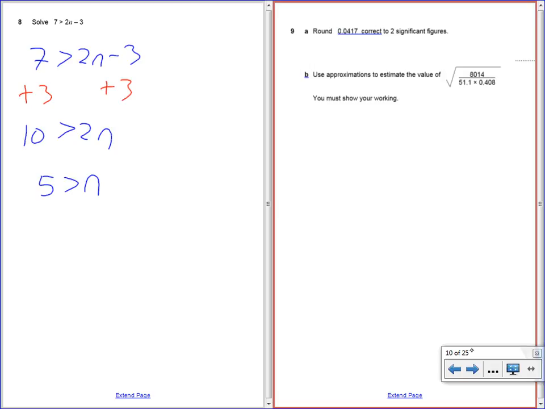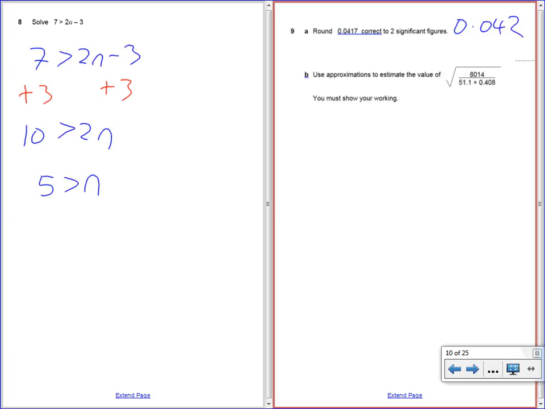Number 9, rounded to significant figures. Remember, significant figures are different to decimal points. The first significant figure is the first non-zero digit. So we've got 0.0. We haven't had a significant figure yet. Then that means the first significant figure is 4, and the second significant figure is 1. But because the 1's got a 7 next to it, it rounds up to a 2. So therefore, to two significant figures, it's 0.042.